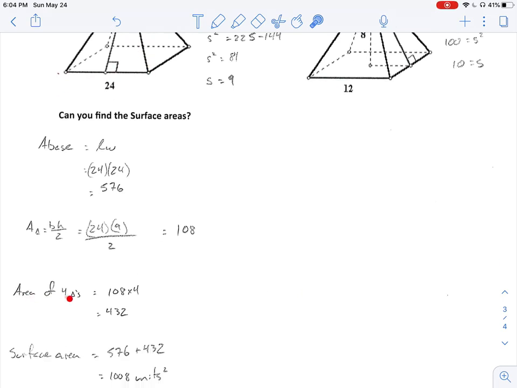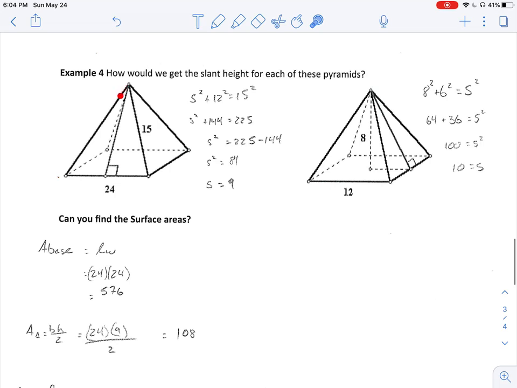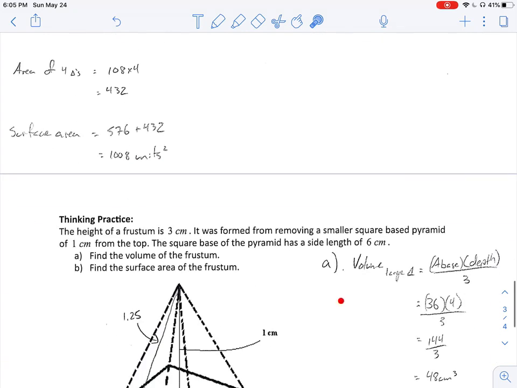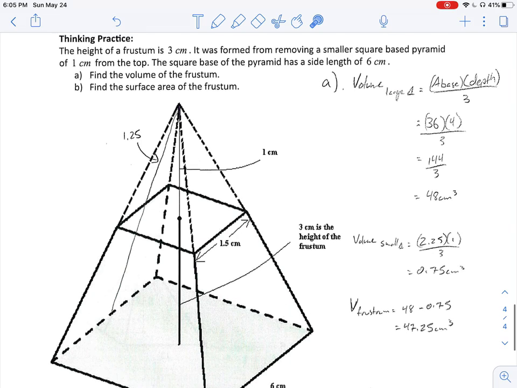We have 4 of these triangles, so 180 times 4 gives us 432, right? So now we just found this, we found this, the back side, and then the left side there. So to find the surface area of the entire thing, we have 576 plus 432, which equals 1,008 units squared for that surface area.